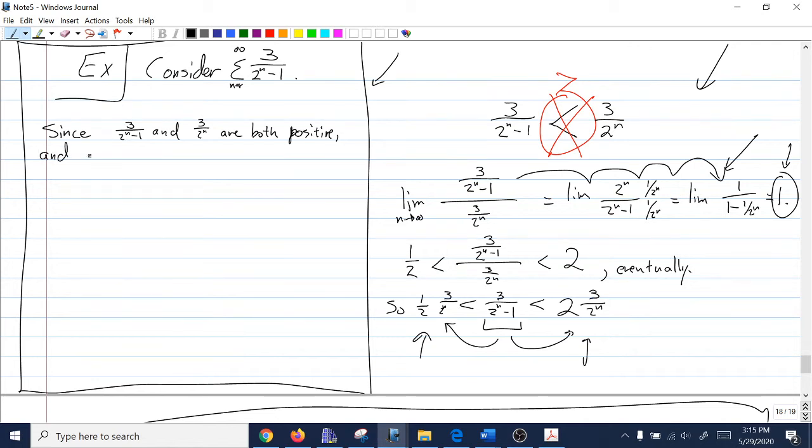And the limit as n goes to infinity of 3 over 2 to the n minus 1 over 3 over 2 to the n is the limit as n goes to infinity of 2 to the n over 2 to the n minus 1. Multiply the top and bottom by 1 over 2 to the n. Looks like I can probably skip the next line. It's 1 over 1 minus 0, which is 1.